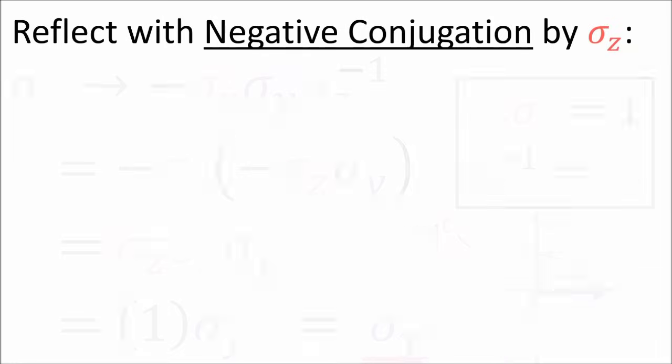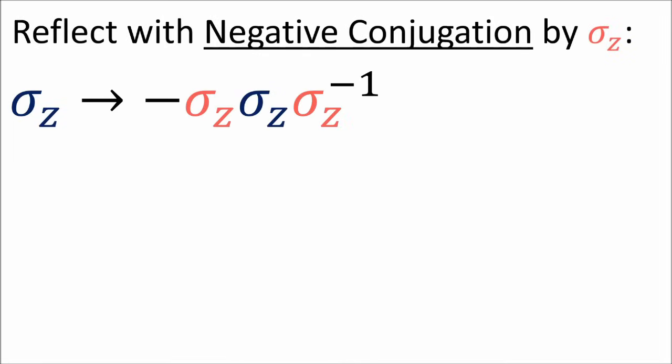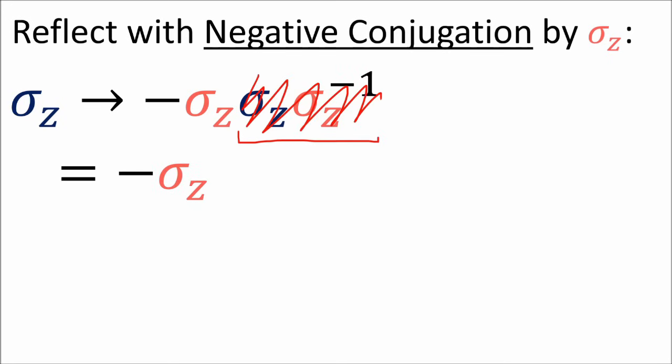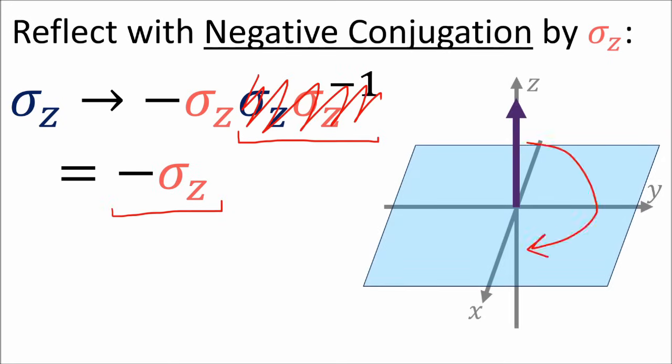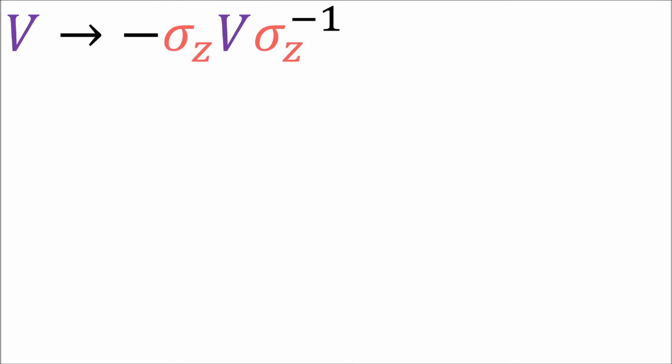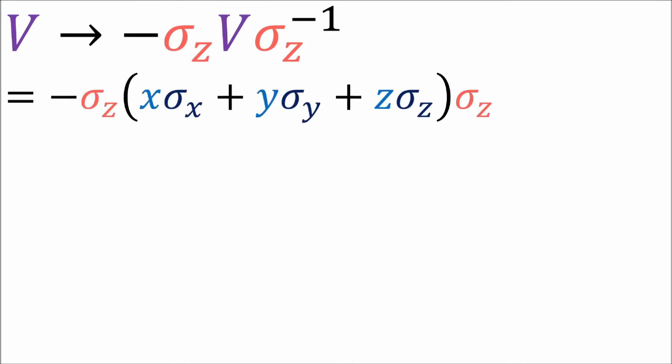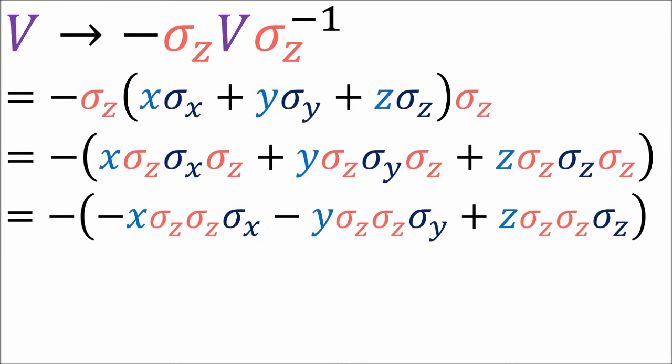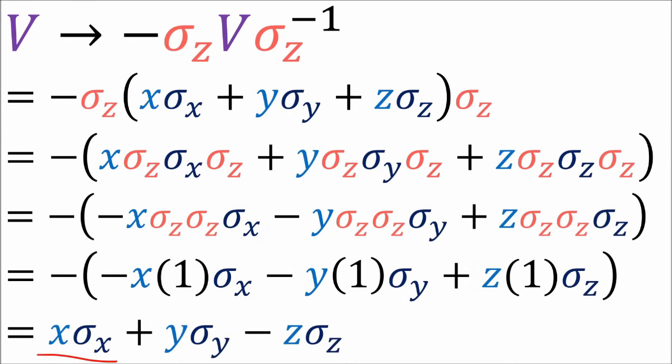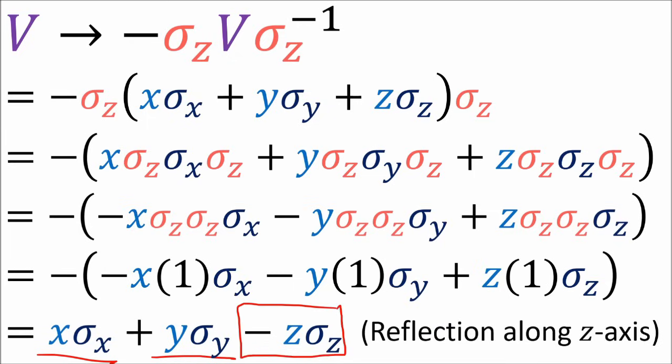But if we want to reflect sigma z along the z-axis, sigma z immediately cancels with sigma z inverse, and so we get negative sigma z. So the sigma z basis vector has been reflected as expected. If we take a general vector v, which is a linear combination of sigma x, sigma y, and sigma z, and reflect it along z with a negative conjugation, the x and y parts are left unchanged, but the z part is reflected and gets a negative sign, as expected.